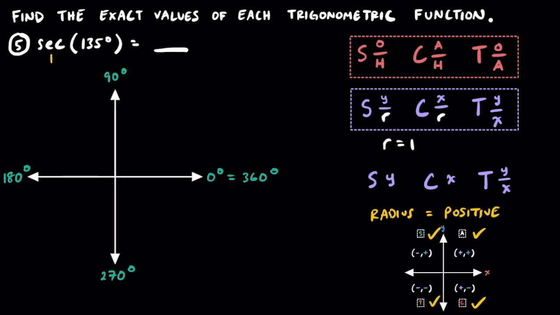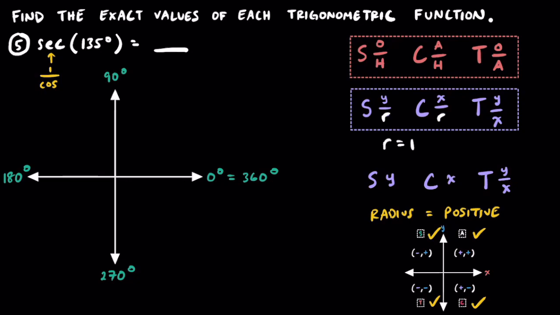So once again here we have a reciprocal function of secant. As long as we know that secant is just the same thing as 1 over cosine, let's just find cosine of 135 degrees, and when we get our ratio we can just reciprocate it or flip it upside down and we'll have our secant of 135 degrees.